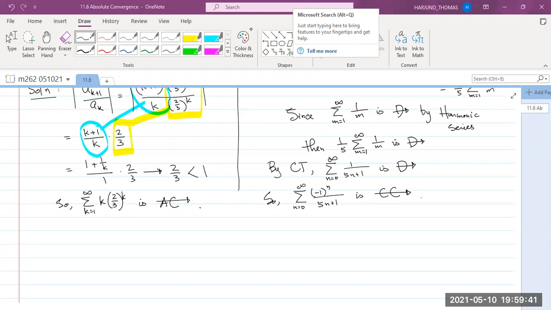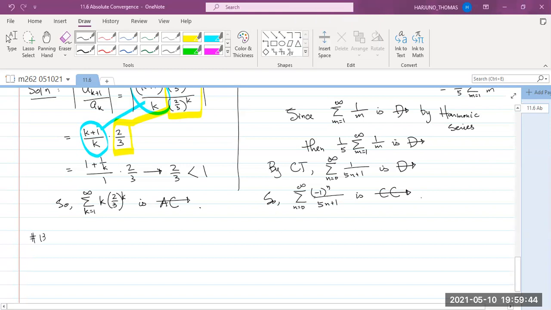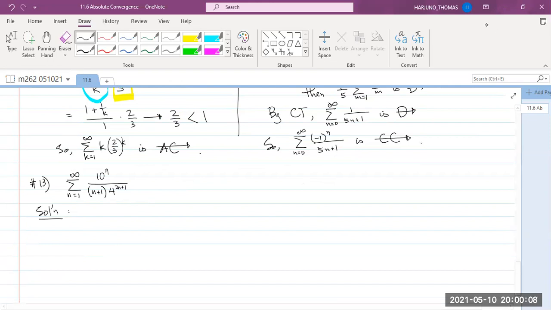While waiting, let me do number 13 first. We have this series from 1 to infinity of 10 to the n over n plus 1 times 4 to the 2n plus 1. This is 11.6.